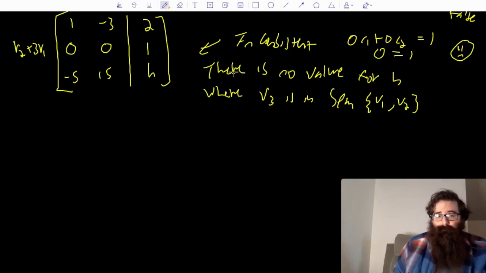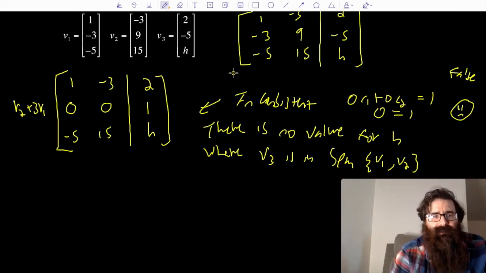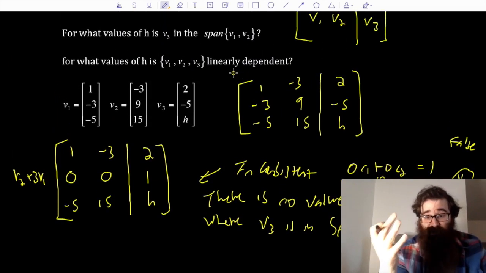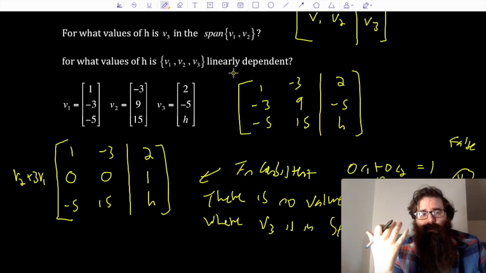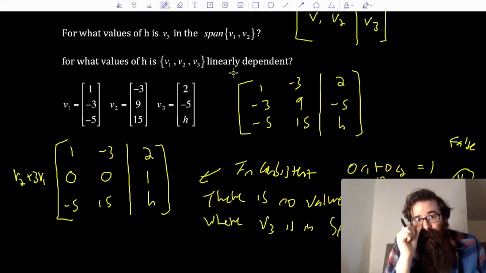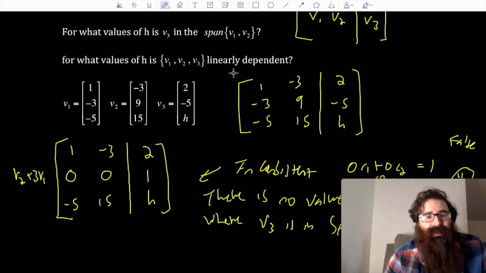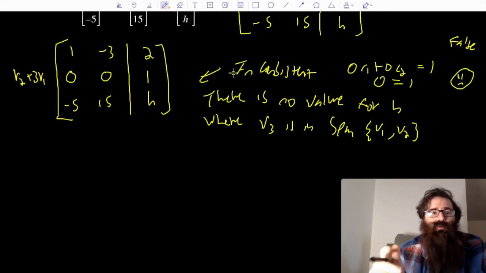Not today. But what about this next question? This is a different question. It needs a different setup, a different consideration. Want to know for what value of h is v1, v2, and v3, the set of all three vectors, linearly dependent? And this one we would set up very similar to what we were doing already.